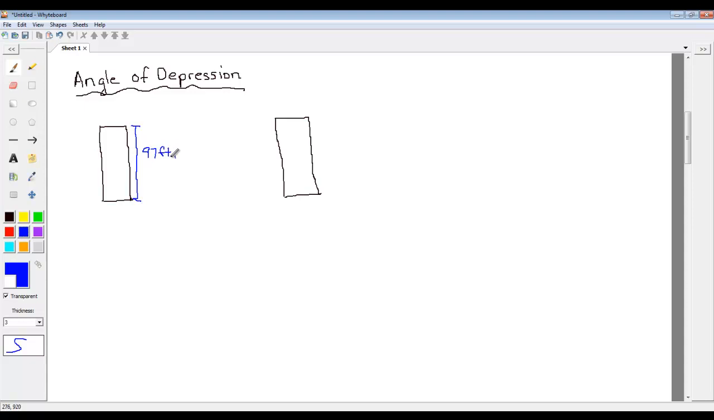Then we're trying to find the angle of depression from the top of the building to the base of the other building. Okay, so if you're standing up here, the angle of depression would be this angle. Like if you were looking straight across, you'd have this line. Angle of depression is the angle made when you're looking down to another point. And we were told that the other building is 42 feet away.